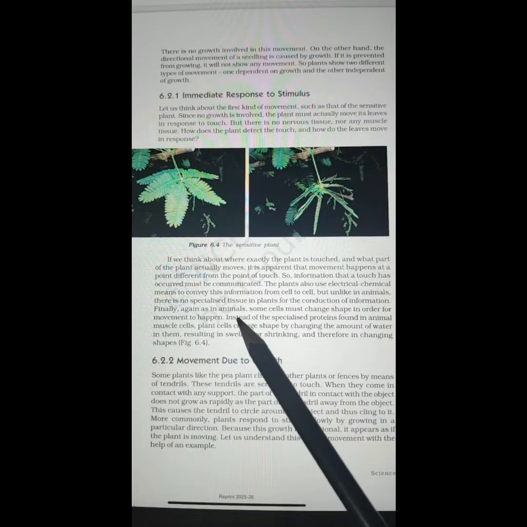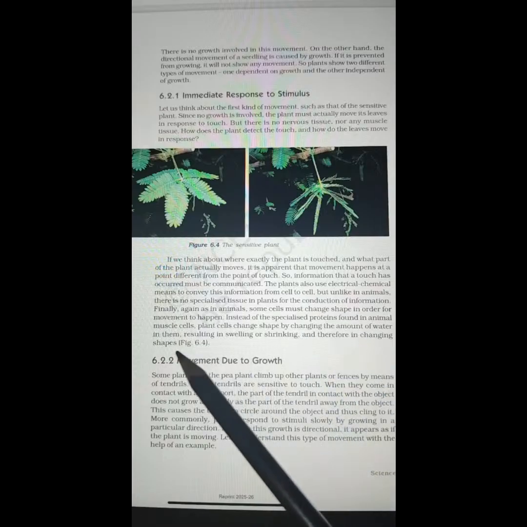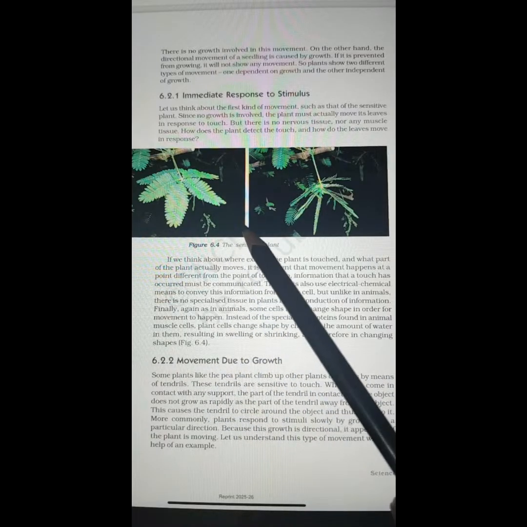Finally, again as in animals, some cells must change shape in order for movement to happen. Instead of the specialized proteins found in animal muscle cells, plant cells change shape by changing the amount of water in them, resulting in swelling or shrinking, and therefore in changing the shapes as shown to you in figure 6.4, means this one.